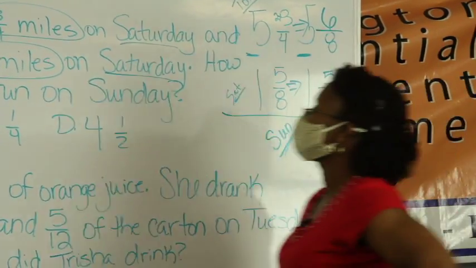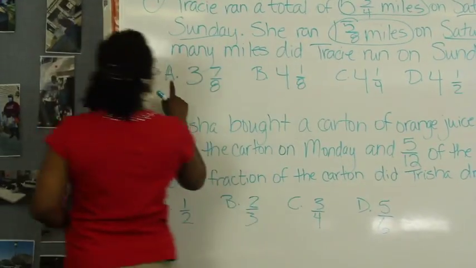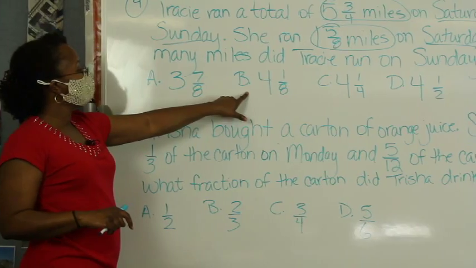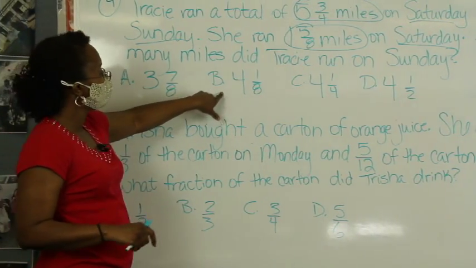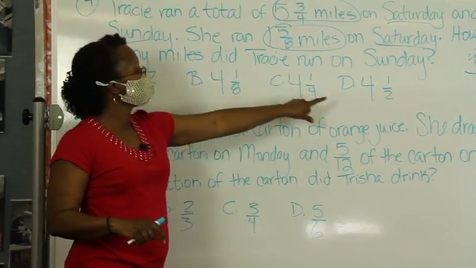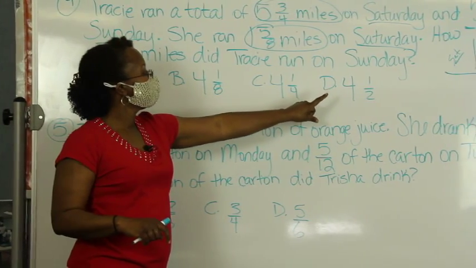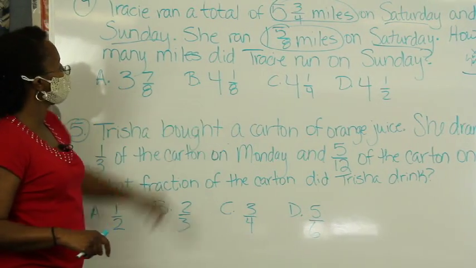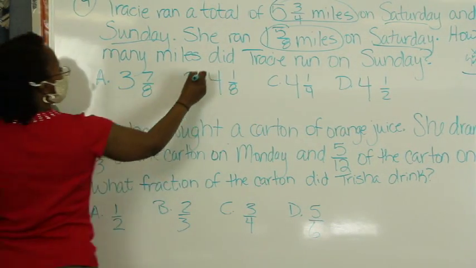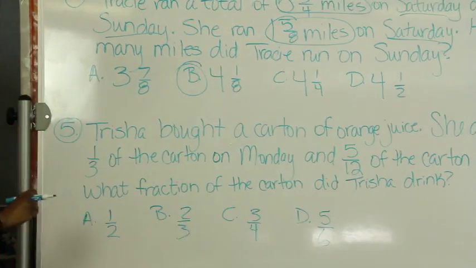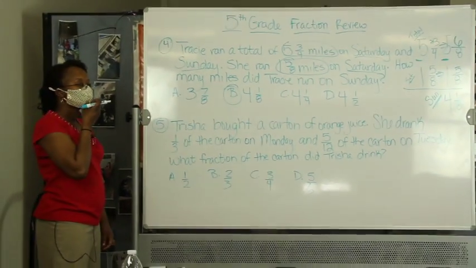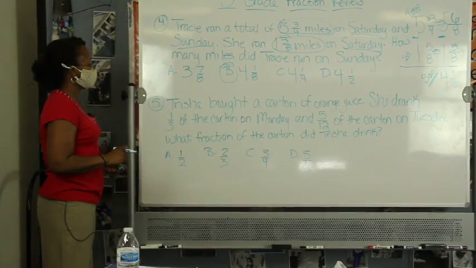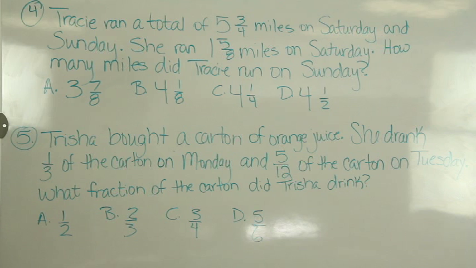Let's go and see if our answer is over here. 8 3/4 is not our answer. But B, 4 1/8 is. And then we got 4 1/4 and 4 1/2. But this is going to be our answer because we had to get our common denominator. So we'll go with this one, okay? That wasn't too bad. As long as you understand what they're asking you and how you have to get the answer. So let's go to number 5.